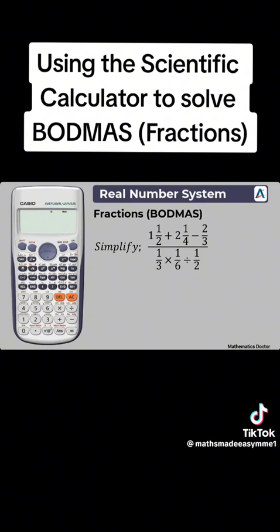To begin with, we will put the mode of the calculator to the COMP mode. So press mode, then select number 1, which is COMP, C-O-M-P. Now that you have done that, you are good to input the fractions on the calculator. So we will start with the fraction key.